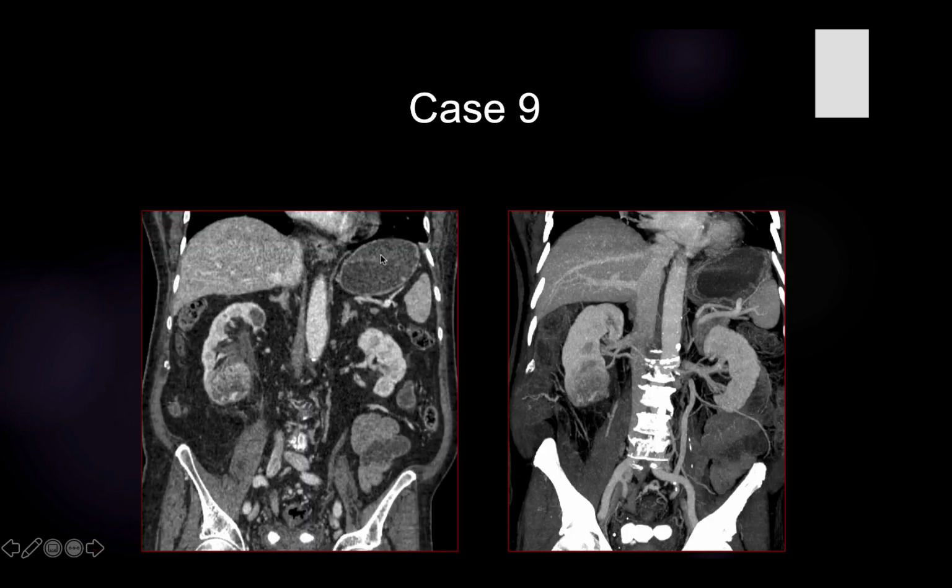In this case, case number 9, there is a lower pole lesion in this kidney. There is a partially exophytic, well-defined lesion showing areas of breaking down and heterogeneous enhancement. In these MIP images, we can see that there is abnormal vasculature here.